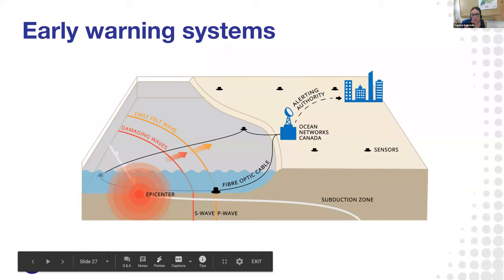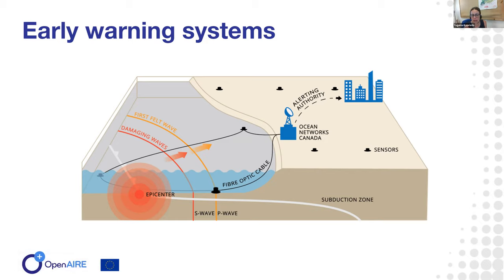This image is very self-explanatory, because as you can see, the epicenter on the far left is where the earthquake is really taking place. And then you see how the seismic activity is traveling in the form of waves. You can see the first wave, which is the red one, then you can see the second one, which is yellow.